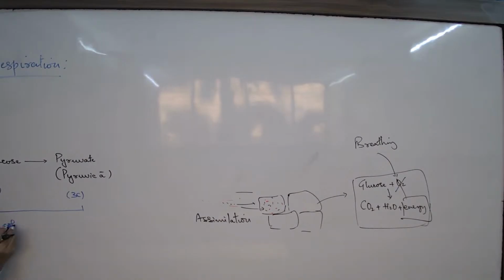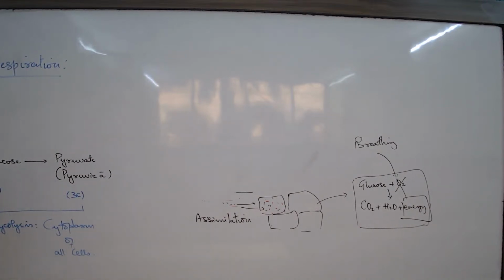This process is known as glycolysis. Where does this process take place? In the cytoplasm of all cells. Whether I talk about the fish, bird, bacteria, yeast, this process is common for all. Glycolysis is common for all.